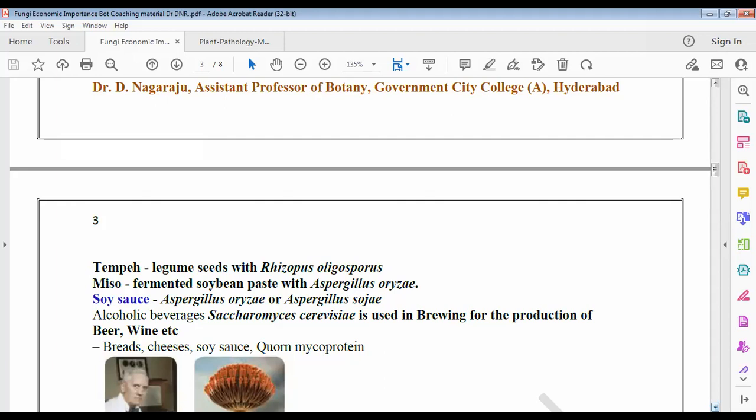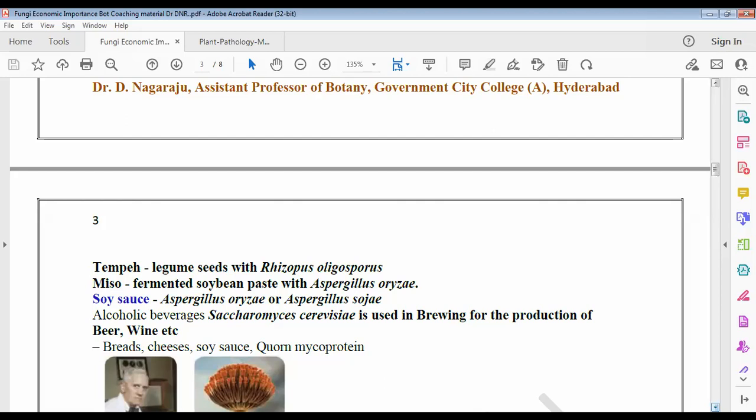You know, there are so many fermented food products, not only beer, brandy, whiskey and bread, but so many other food products. You know tempeh, which is the fermentation food of legume seeds. Legume seeds means pulses; whatever pulses are fermented with Aspergillus, with that they prepare tempeh. In Japan and Germany, they use this food by fermenting with Aspergillus. You know miso, fermentation of soya bean with Aspergillus.